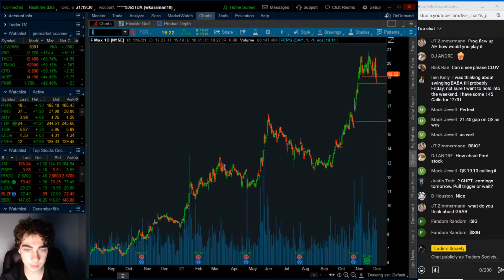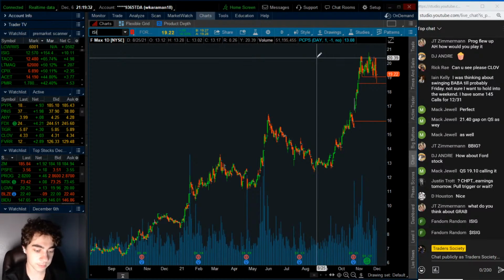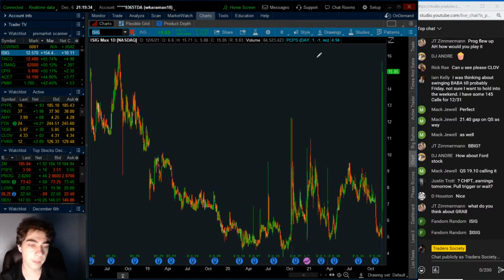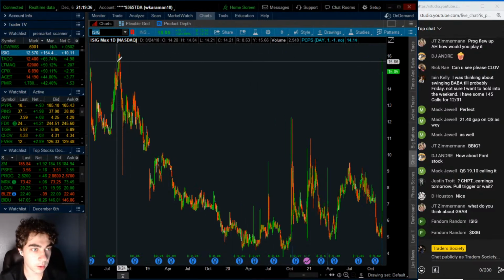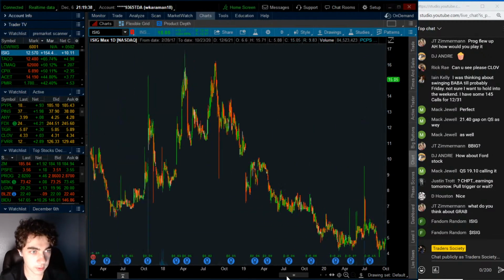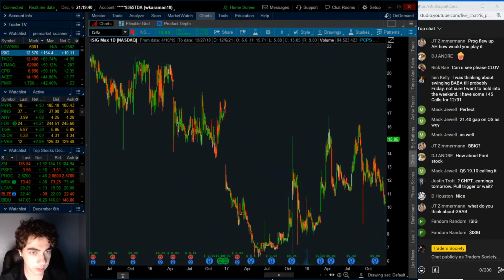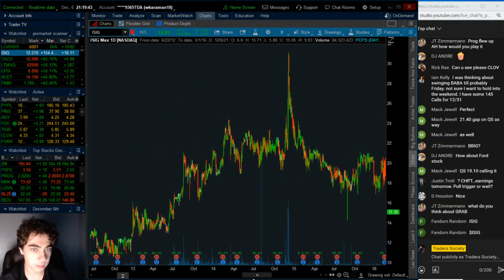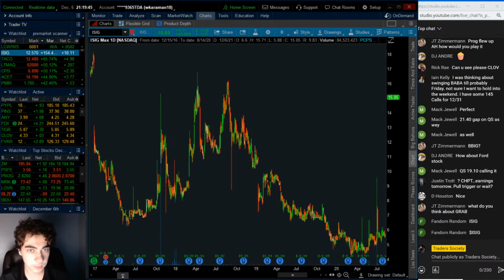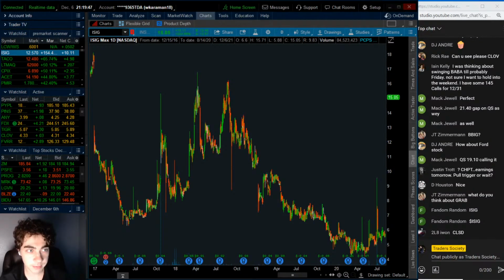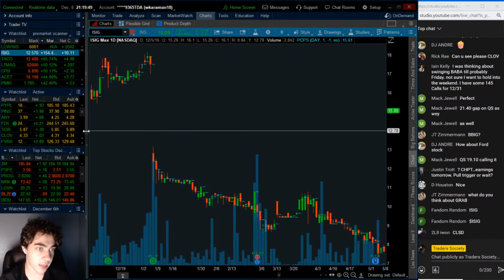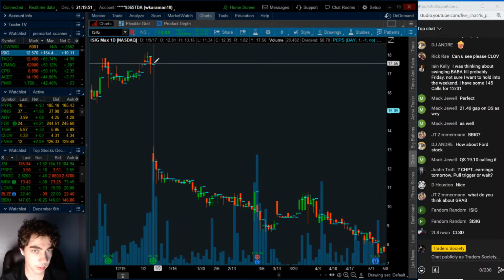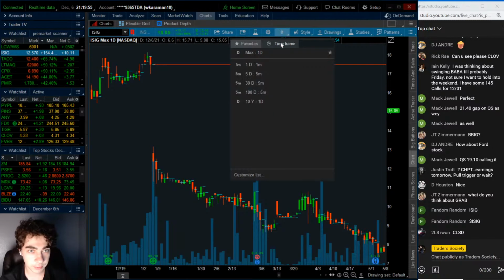But yeah, let's see what else. So ISIG. So typically at these levels, it really tends to struggle towards 15 to 17 a share. There is a gap fill right here at 17.50, it looks like. So there's a gap fill right around there.